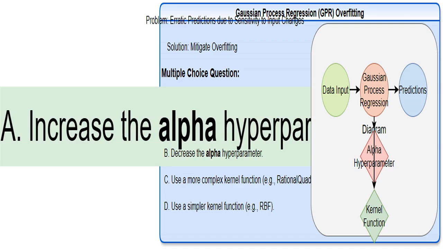The alpha hyperparameter controls the assumed noise level in the target variable. Increasing it tells the model, hey, there's a lot of noise here, don't overfit. It forces the model to be less sensitive to small data variations. I like to think of it as adding a bit of smoothing.